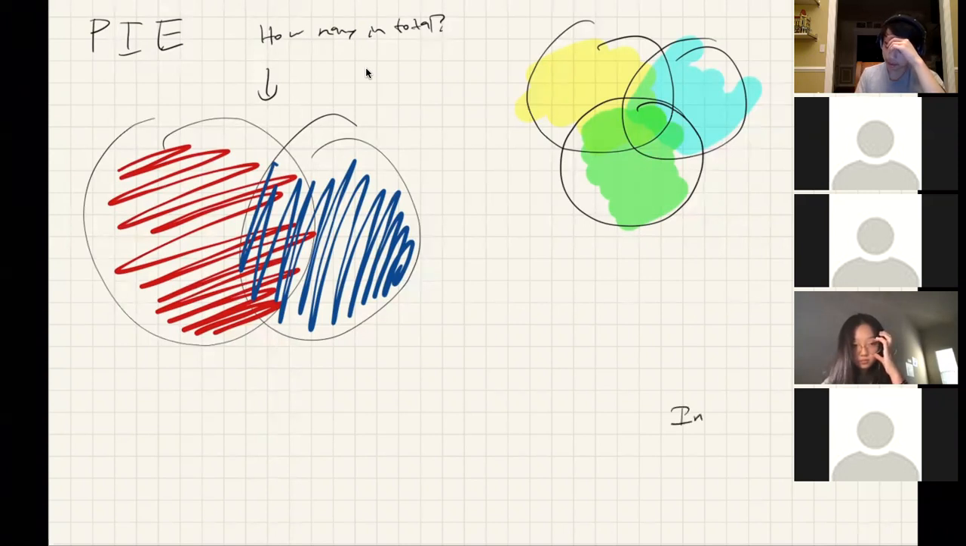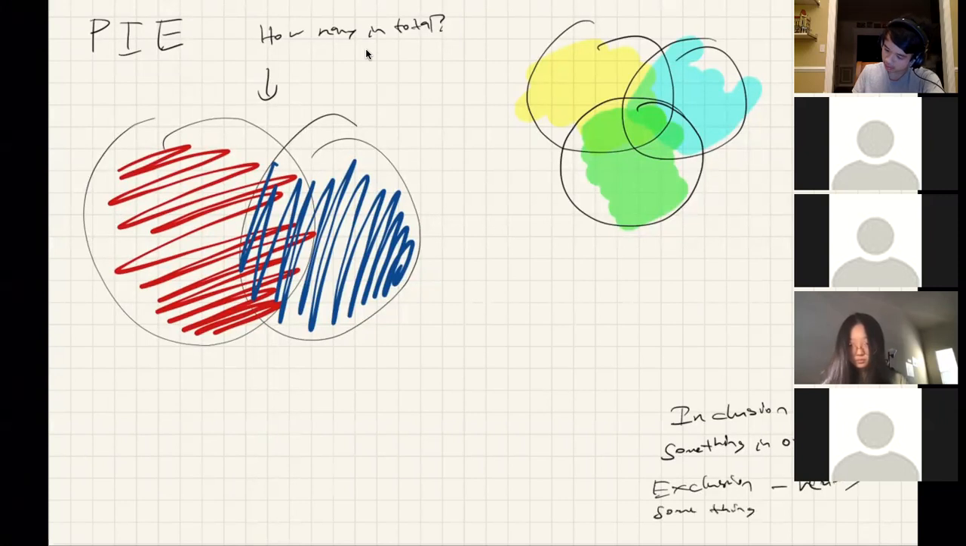So first of all, inclusion is all about including something in our count, and exclusion is all about removing something from our count. So the principle of inclusion and exclusion is all about including some things in our count, then excluding them out, then including them back in, and excluding them back out again.